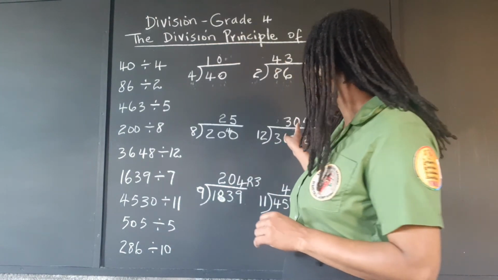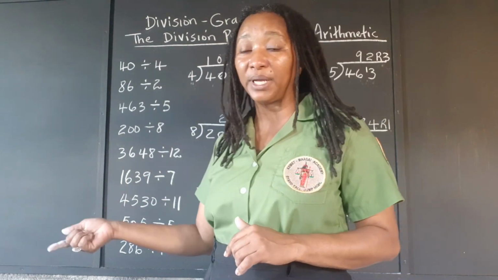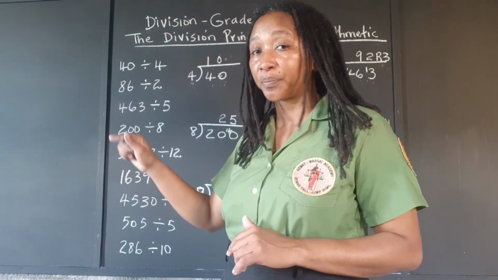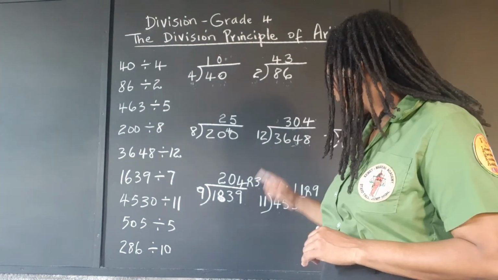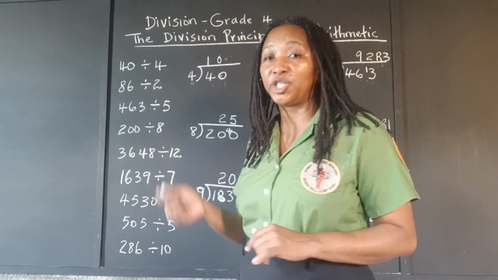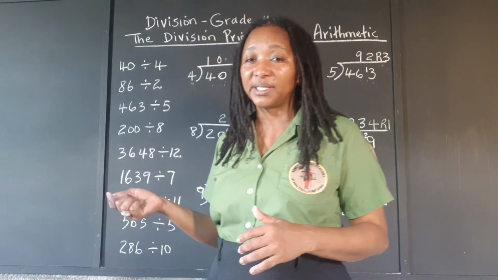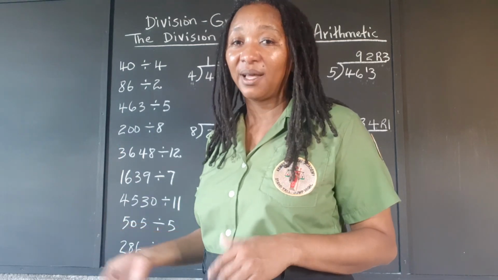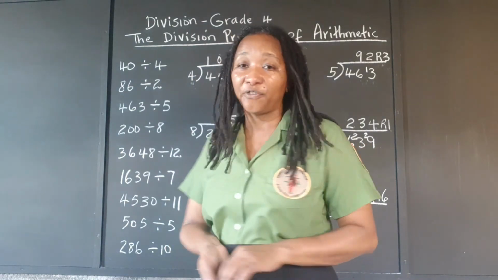Always remember your placeholder in the middle and at the end of your numbers. If it can't go into it, you have to put your placeholder. And yes, to check, we just multiply the divisor by the quotient. If there's a remainder, add back the remainder, and you should get back your dividend. So that's it for division.